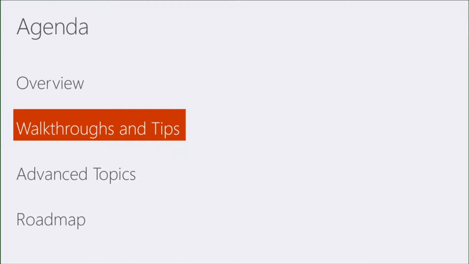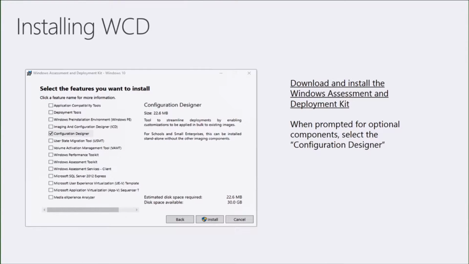All right, let's do some walkthroughs. So first thing, to install Wicked, you have to download and install the Windows Adaptation and Deployment Toolkit. So you go to the web, you search for ADK, download it, install it, and Wicked is one of the configuration options. New to the Anniversary Update version of the ADK, you can now install Wicked standalone without all the imaging tools. It used to be a multi-gigabyte install. Now it's just a few dozen megabytes if you install Wicked standalone.